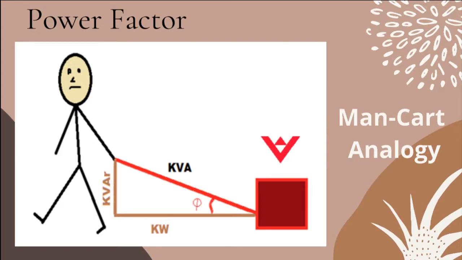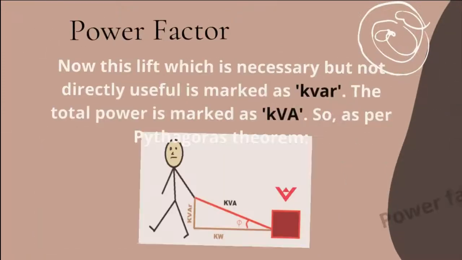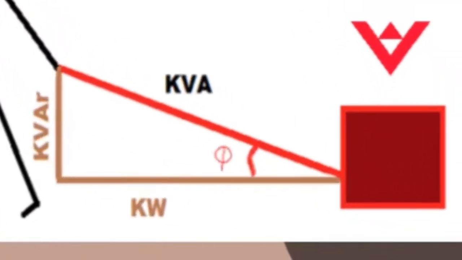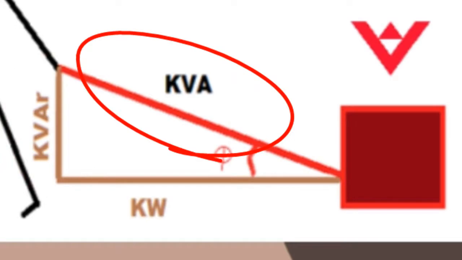Man-cart analogy. As shown in the figure, when a person wants to pull a cart, the actual direction of movement that he wants to use is kW. As he cannot pull the cart directly, he has to lift the link a little bit up to pull comfortably to the destination. Now this lift, which is necessary but not directly useful, is marked as kVAR. The total power is marked as kVA.